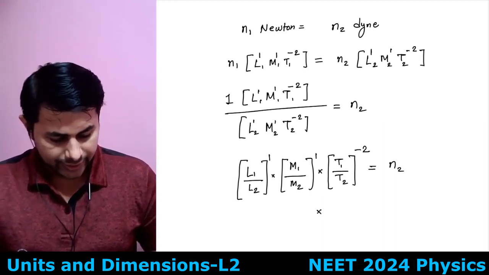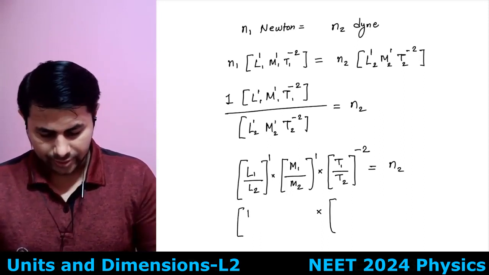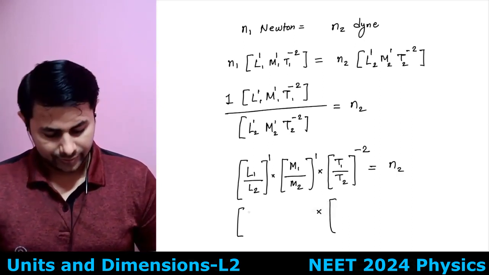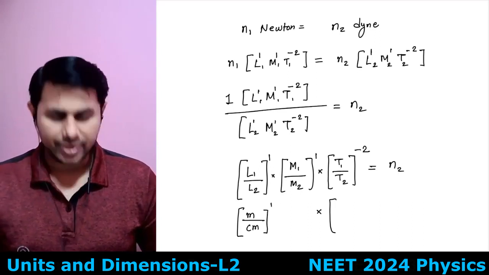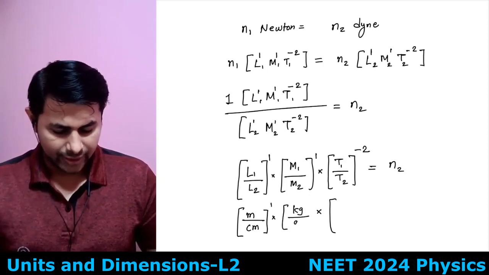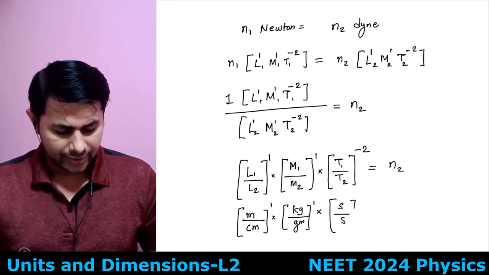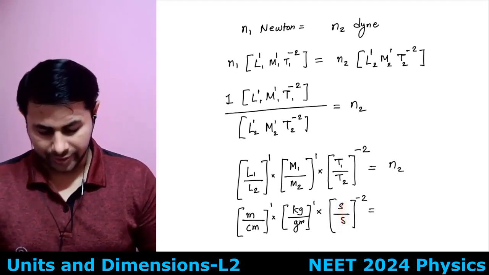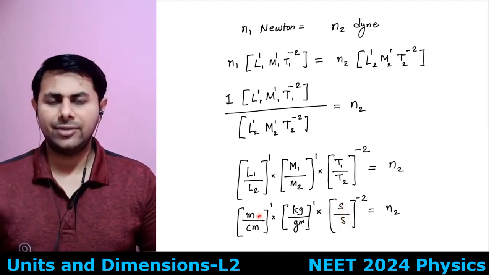Alright, so let's substitute the units now. L1 is the unit of length, so what is that? Meter. Here it is centimeter. So meter upon centimeter raised to 1, multiplied by kilogram divided by gram raised to 1, and second by second raised to minus 2. So this is 1, and 1 raised to anything is 1. Right. So now, 1 meter is how many centimeters?